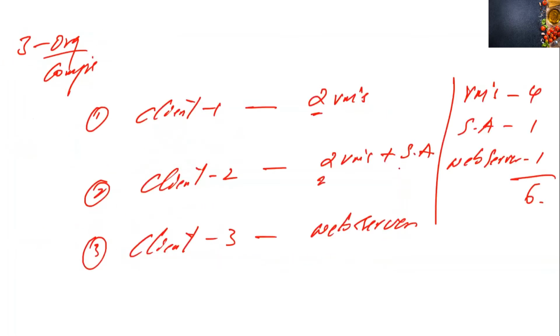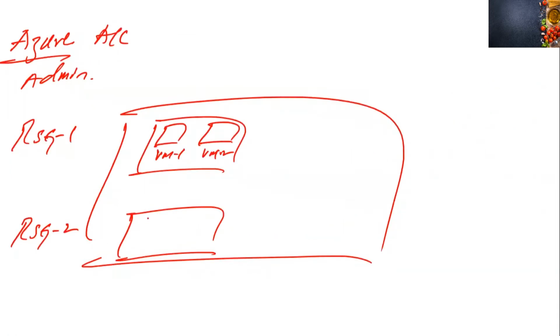what we need is 2 virtual machines, 1 storage account. That is my client 2 requirement. So I will create 2 VMs here. One is virtual machine 1, one is virtual machine 2, and one SA account. SA account means storage account, guys, in resource group 2.